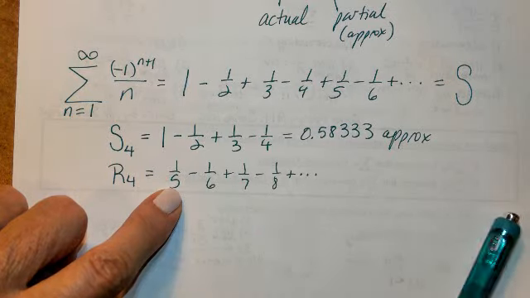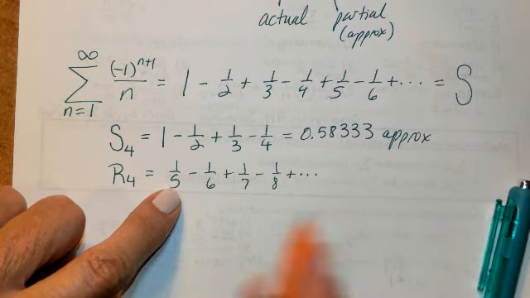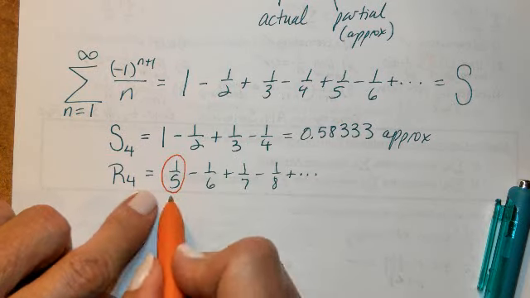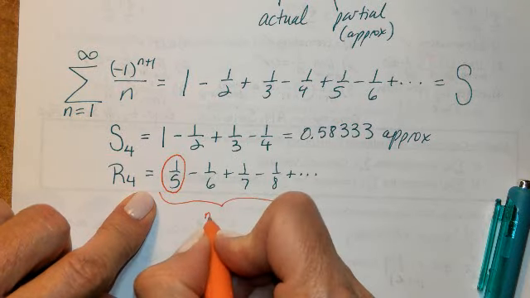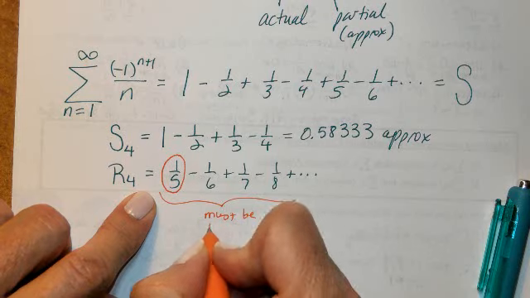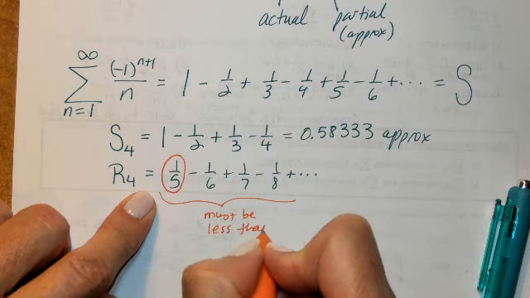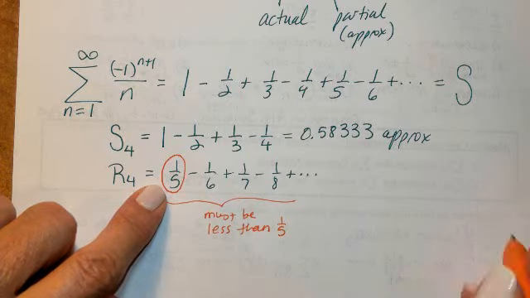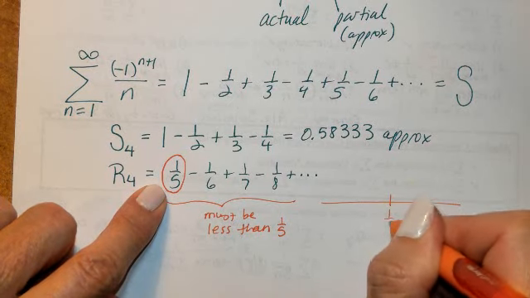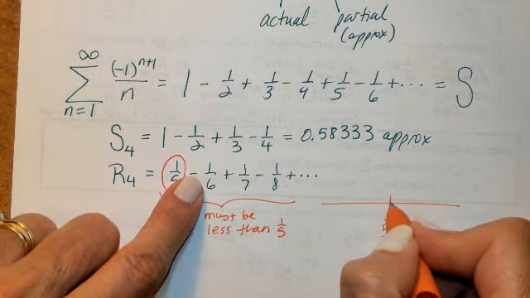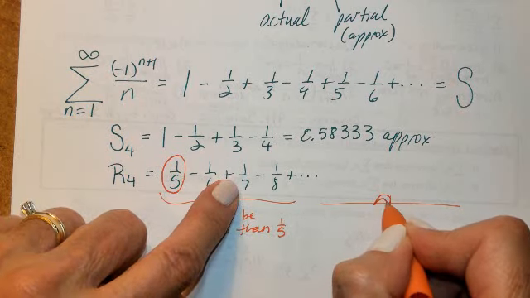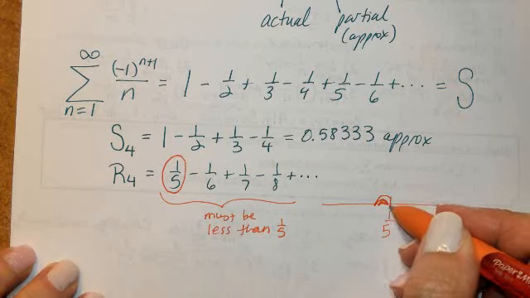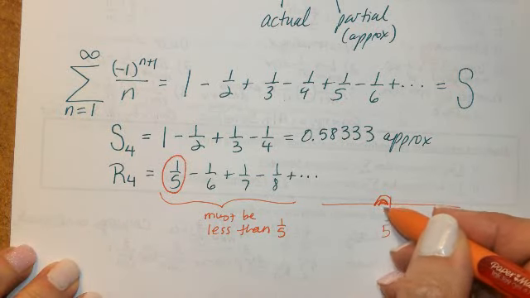Well, same thing I said before. Whatever this first number is, I know that this value must be less than 1/5. It has to be, because again, with the number line thing, if I'm starting at 1/5, and then I subtract 1/6, and then I add 1/7, and then I subtract 1/8, and then I add 1/9, I'm going to be less than 1/5, right?